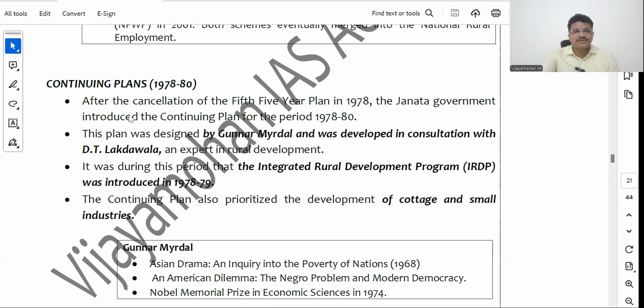After cancellation of the fifth 5-year plan in 1978, the Janata government introduced the continuing plan for the period 1978 to 80. This plan was designed by Gunnar Myrdal and was developed in consultation with DT Lakdawala, an expert in rural development.